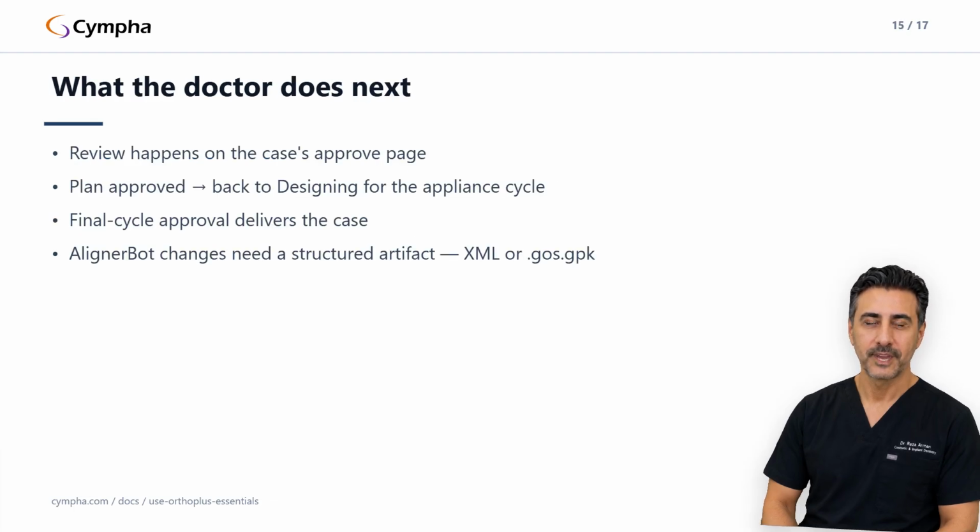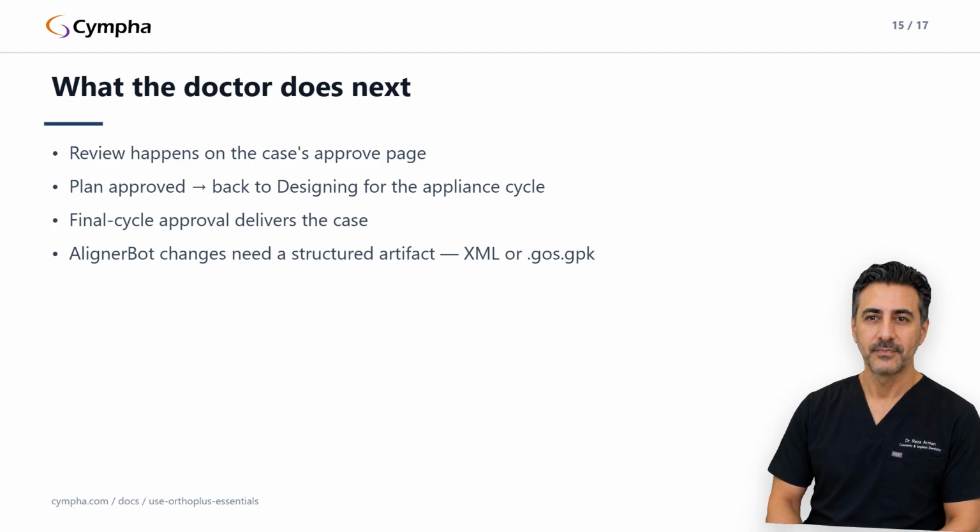Close the loop by knowing what happens on the other side. The doctor reviews on the case's approved page. Approval on the plan step sends the case back to designing for the appliance cycle, your phase 2 work. Approval on the final cycle delivers the case.